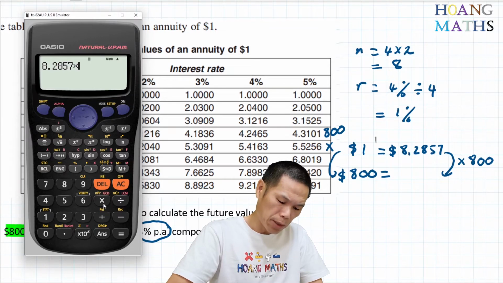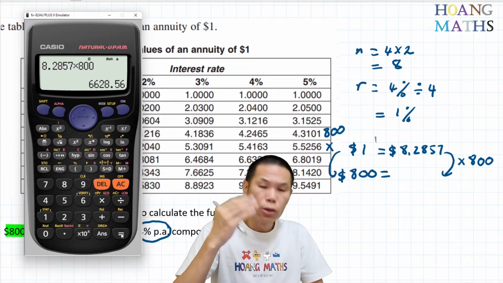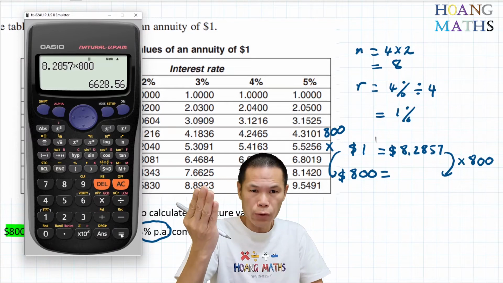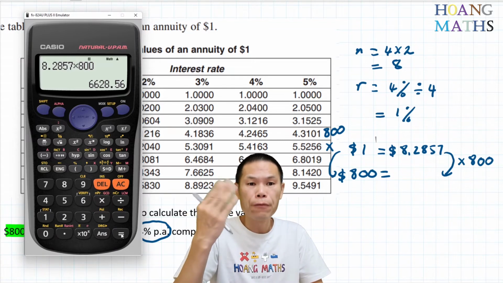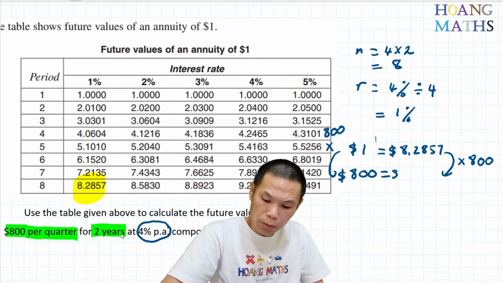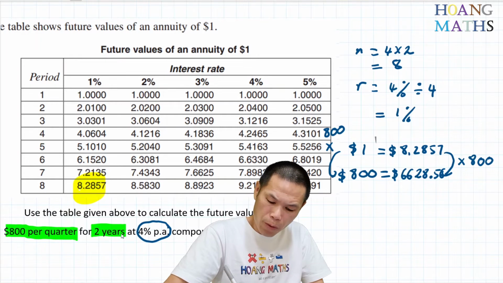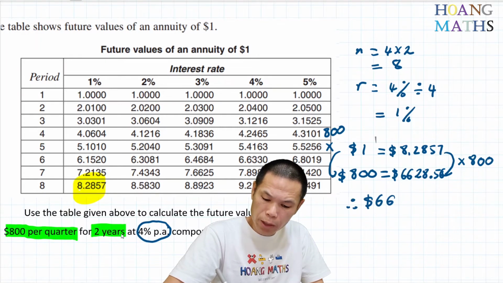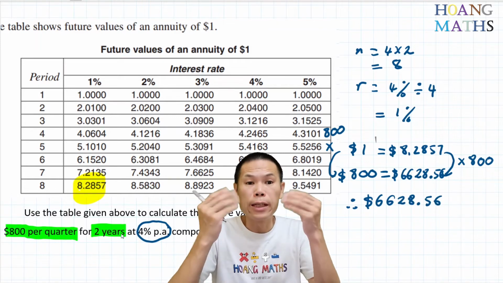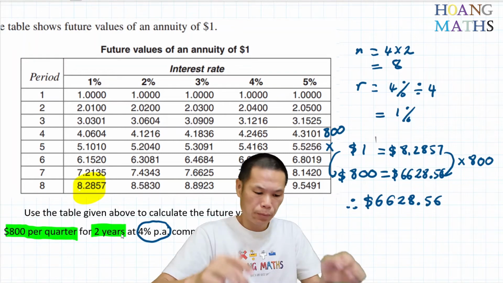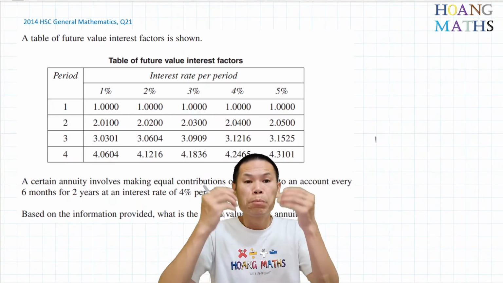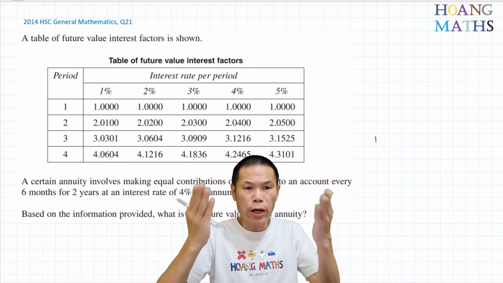8.2857 times 800. So there you go, $6,628.56. So that is the future value. Please pause the video and try this one yourself.